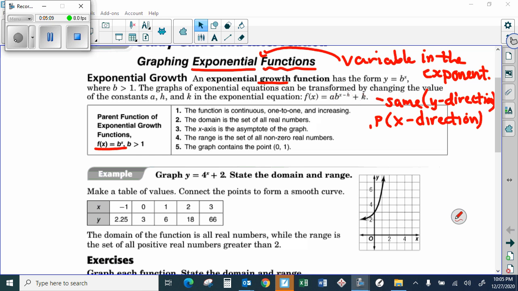Okay. B has to be greater than 1. If b equaled 1, 1 to any power is 1, so it would be a horizontal line, y equals 1. If it was between 0 and 1, I can write that as a fraction, such as 1/2. Well, 1/2 is the same thing as 2 to the negative 1, to the x, which now is the same thing as 2 to the negative x. And when you have a negative in front of the x, that reflects it over the y-axis.